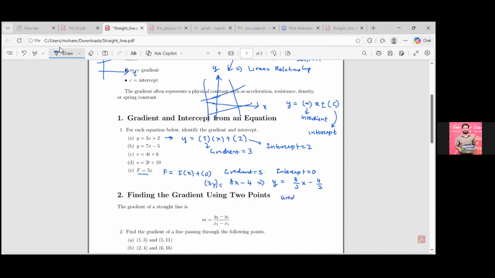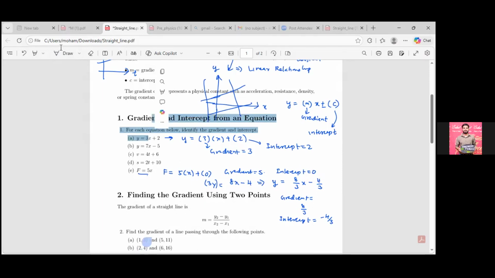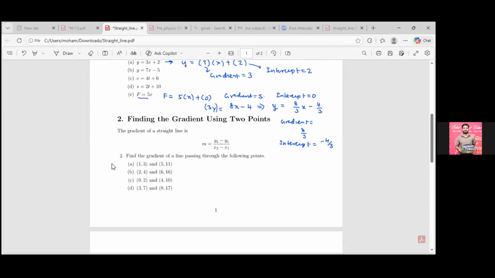So now we can say what the gradient is. The gradient is 8 over 3 and the intercept is negative something over 3. Okay, that's the gradient and the intercept. Now let's try to understand what this gradient is. We have this gradient and intercept. What's the physical meaning of this gradient and intercept?